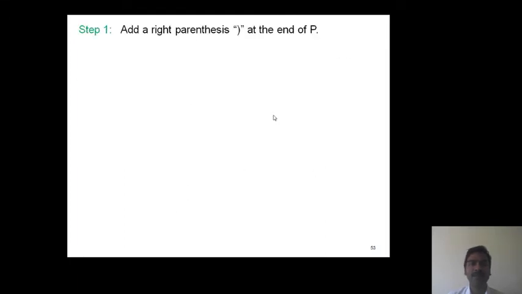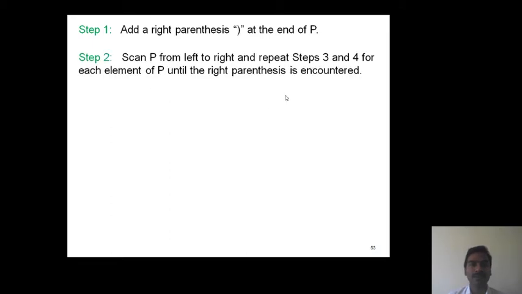Now observe this procedure. Step 1, add a right parenthesis at the end of the postfix expression P. Step 2, scan P from left to right and repeat steps 3 and 4 for each element of P until the right parenthesis is encountered. That means every time we check whether the scanned element is a right parenthesis or not. So this procedure is repeated until the right parenthesis arises.